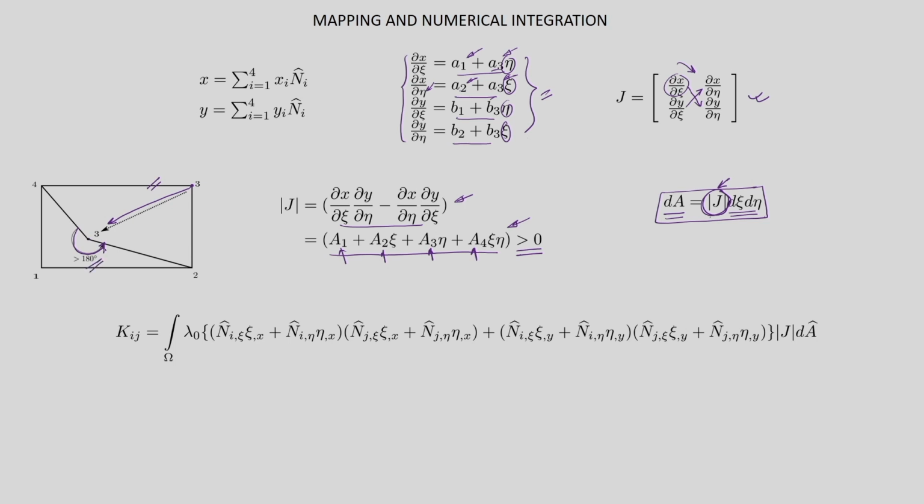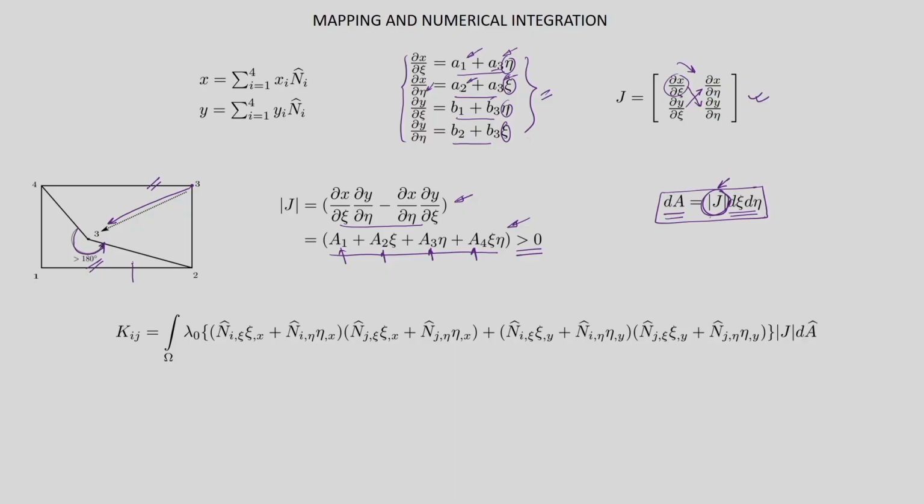Then in the vicinity of this node 3, the determinant of the Jacobian becomes negative. That is why we have to avoid this kind of element. While meshing, we have to look at the quality of the elements as well. We have to ensure that the internal angles in a given quadrilateral should not be more than 180 degrees. So, we have to be aware of that.